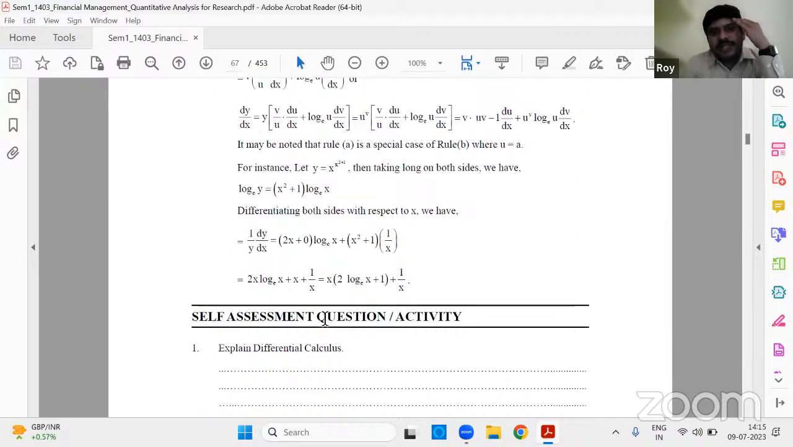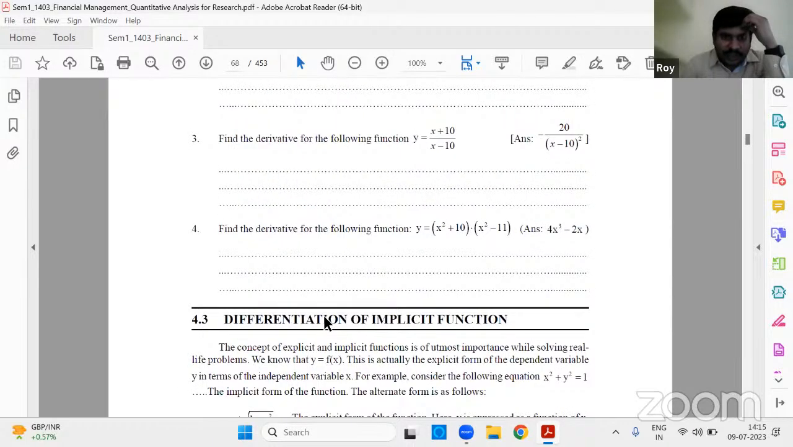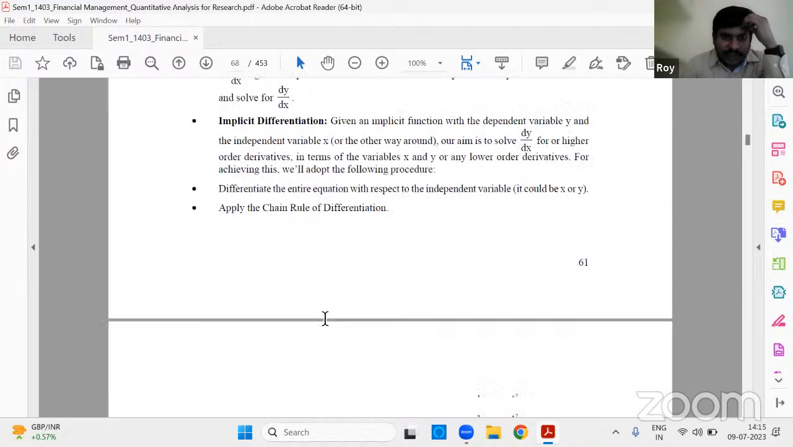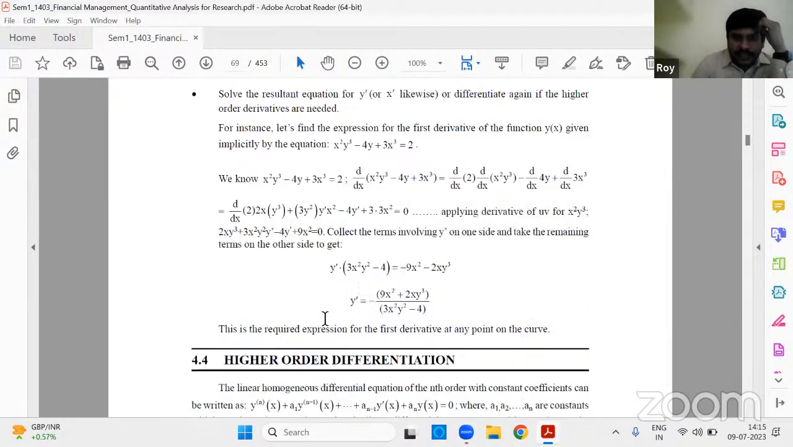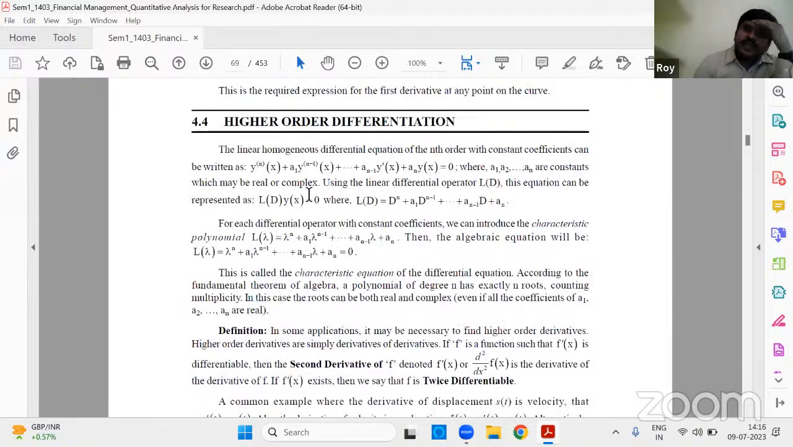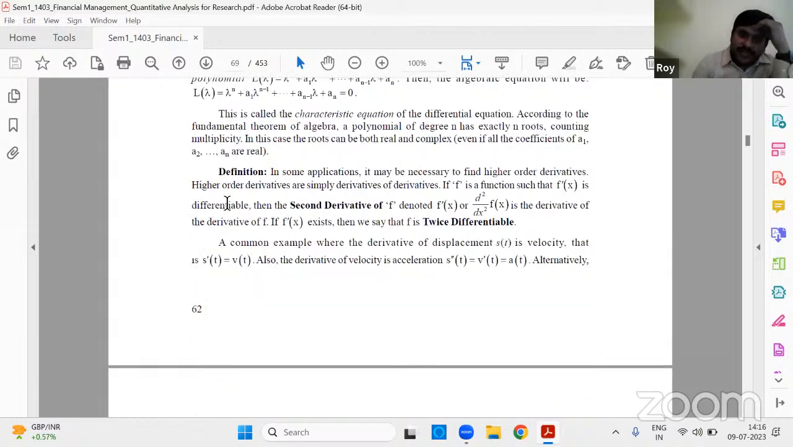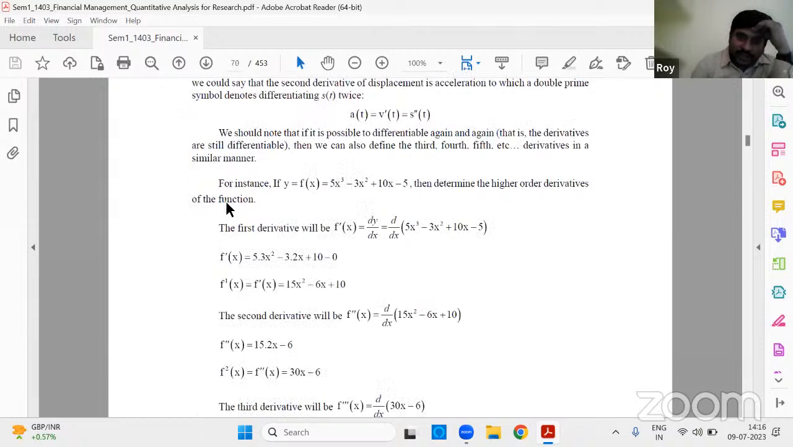Implicit functions. Okay, higher order differentiation. Again, if we have the higher order, let me take you to the examples. See this: if y is equal to f of x, then determine the higher order derivatives of the function. How to do that?